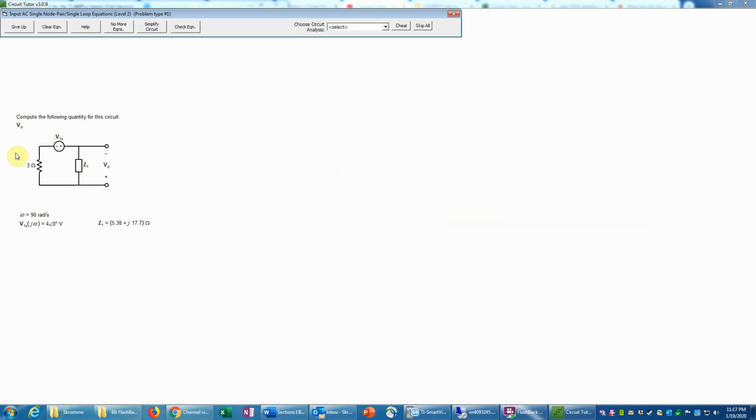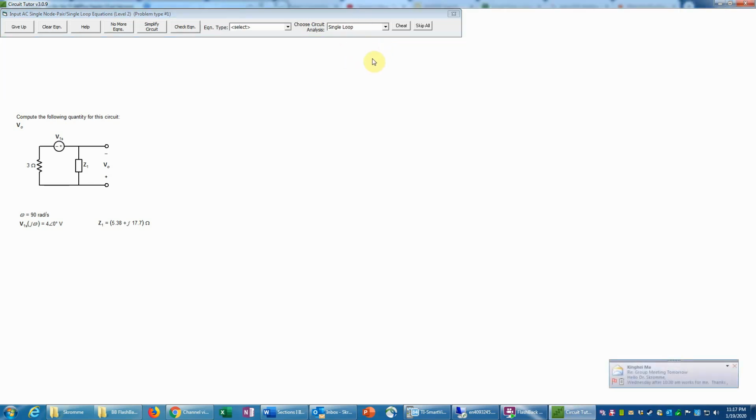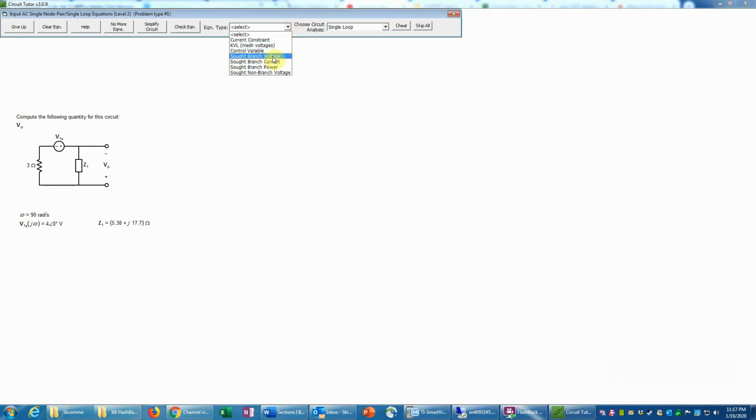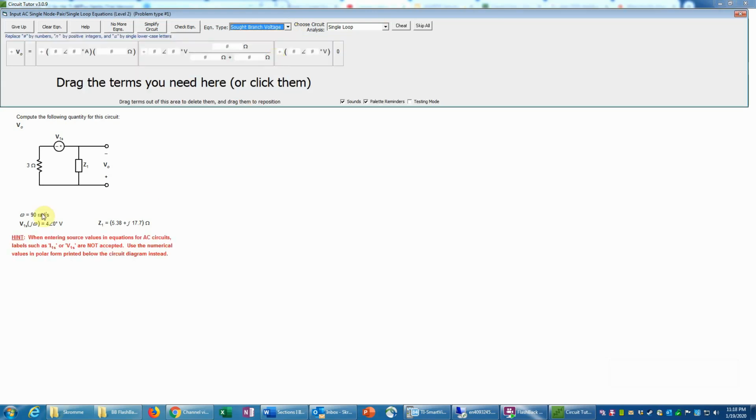And now I am single loop, so that means that I can use a voltage divider formula since I have a single voltage source and two impedances. So I'm going to select single loop analysis. I don't have a single node pair, so I couldn't use that. And it'll just give me an error if I try to do that. And then I'm going to come down here and select the SOT branch voltage, since that's what I want to compute, the V0 value. And that shows me appropriate terms for doing that.